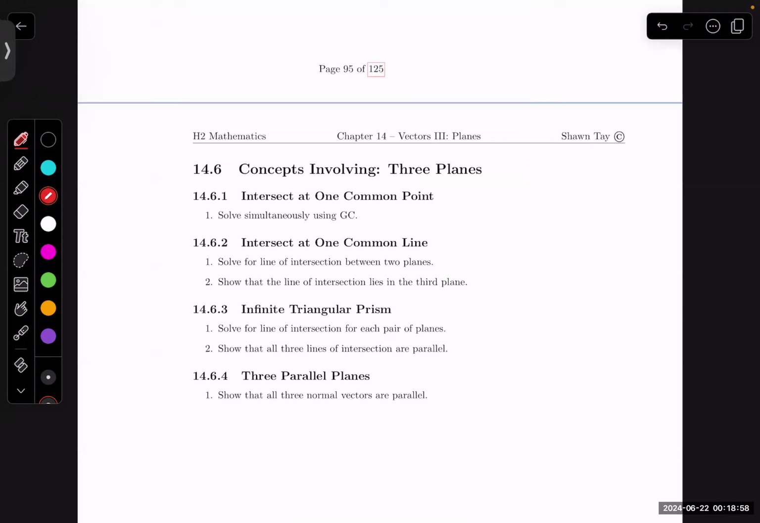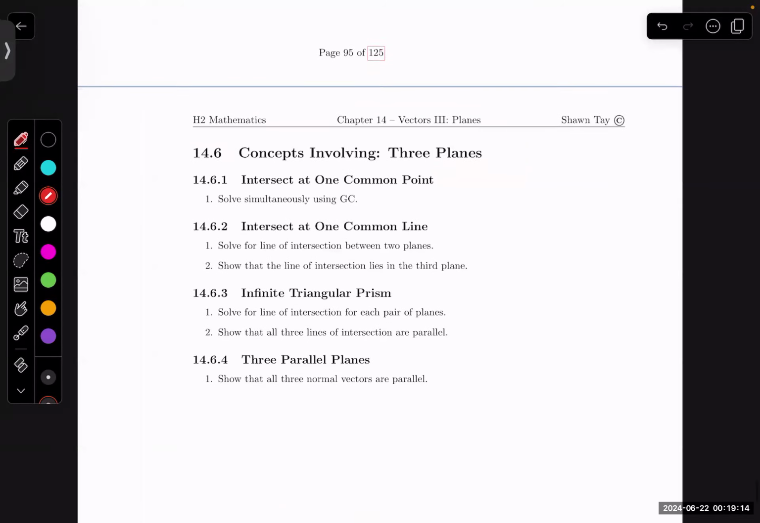Okay, three planes. Three planes is a little bit of extra knowledge because I don't think it should be tested at H2 math level. Sorry, I don't think it should be tested in this newer syllabus, 9758. In the old syllabus, this used to be a common geometrical interpretation type of question. Nevertheless, let's just look at some pictures.